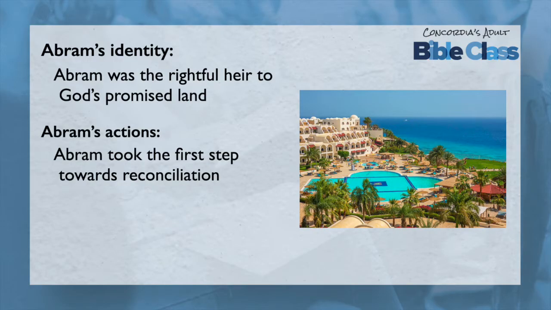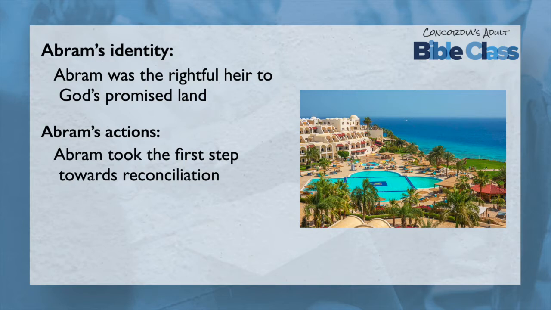But yet he brought Lot with him. Really loved his nephew Lot. But now it's kind of coming back to haunt him a little bit. But again, Abram takes the first step. This really wasn't supposed to be Abram's problem. Lot was kind of causing the problem. But Abram takes the first step. And that's the second observation to make. As far as what Abram does, his actions, Abram took the first step towards reconciliation.